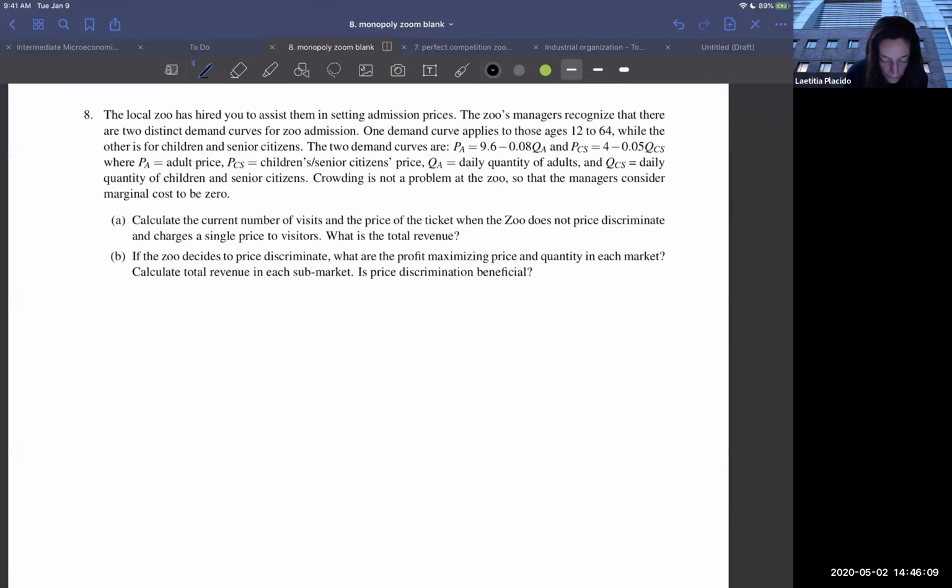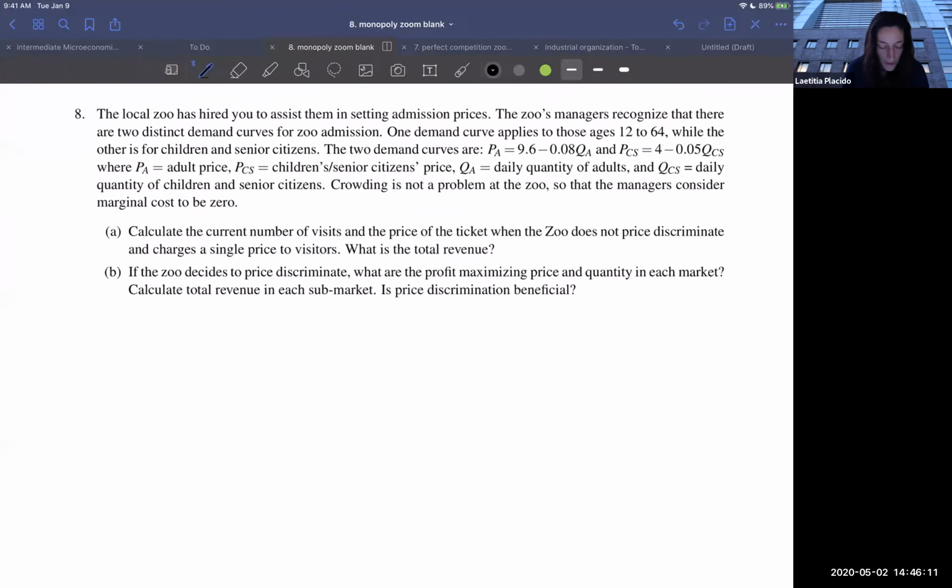So now let's move to an application. The local zoo has hired you to assist them in setting admission prices. They recognize there are two distinct demand curves. One demand curve applies for 12 to 64-year-olds, and the other one is for children and senior citizens.